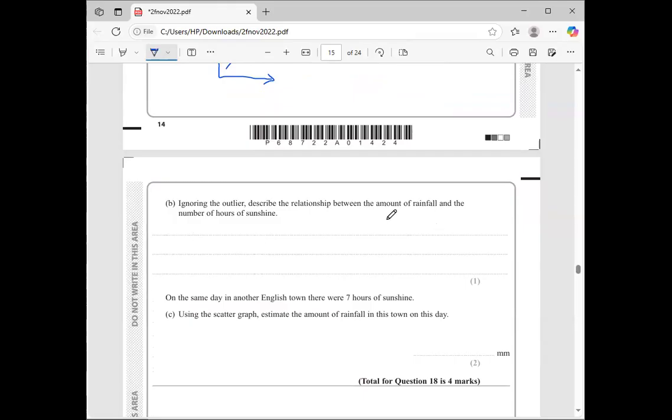That the amount of rainfall decreases as the number of hours of sunshine increases. That is an inverse proportional relationship. Okay, it says on the same day, another English town, there was 7 hours of sunshine. It says using the scatter graph, estimate the amount of rainfall in this town on this day.